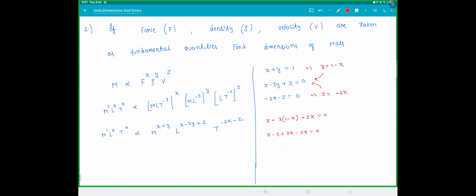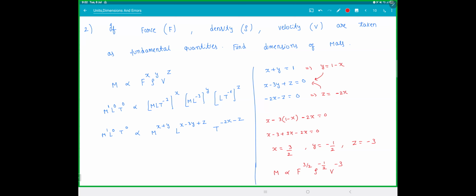That would be x is equal to 3 by 2. If x is equal to 3 by 2, then y will be 1 minus 3 by 2, which is minus half. Then z will be minus 3. Therefore, mass is proportional, you want m, right? So m is proportional to F power 3 by 2, rho power minus half, and V power minus 3. Check, that's your answer.